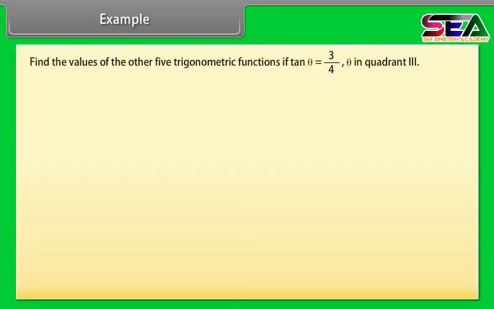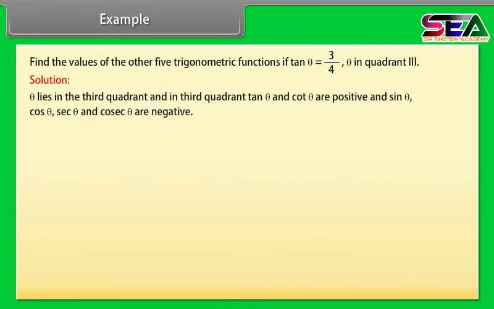Example. Find the values of the other 5 trigonometric functions if tan of theta is equal to 3 by 4, theta in quadrant 3. Solution. Theta lies in the third quadrant, and in the third quadrant, tan theta and cot theta are positive, and sin theta, cos theta, sec theta and cosec theta are negative.